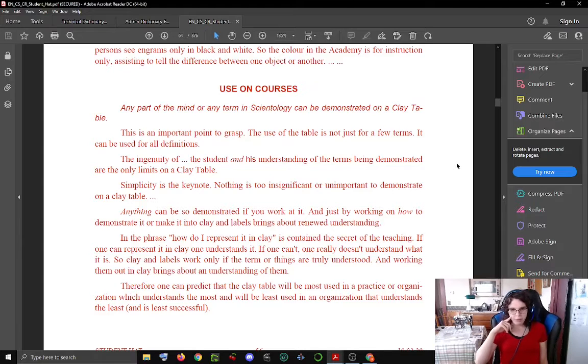In the phrase, "How do I represent it in clay?" is contained the secret of the teaching. If one can represent it in clay, one understands it. If one can't, one really doesn't understand what it is. So clay and labels work only if the term or things are truly understood, and working them out in clay brings about an understanding of them. Therefore, one can predict that the clay will be most used in a practice or organization which understands the most, and will be least used in an organization that understands the least and is least successful.